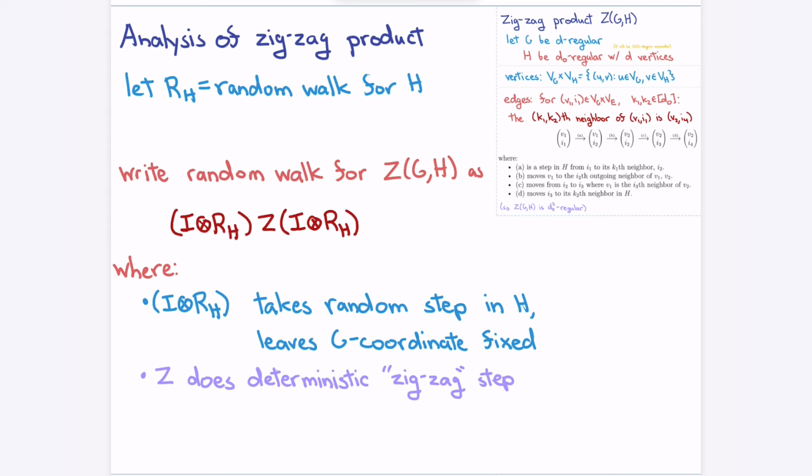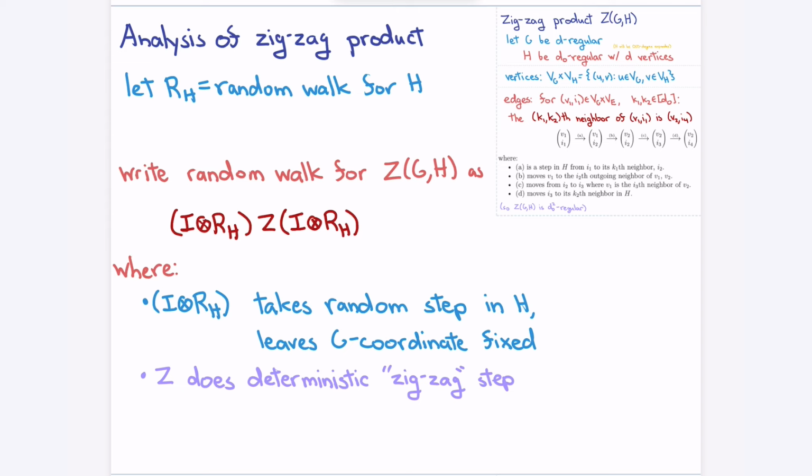Good. So the key thing that's going on then is trying to understand the spectral gap of the zigzag product. Okay. So that was the key thing. We showed that we're going to try to prove that the zigzag product spectral gap is not much worse than the original graph. That's the high level goal.